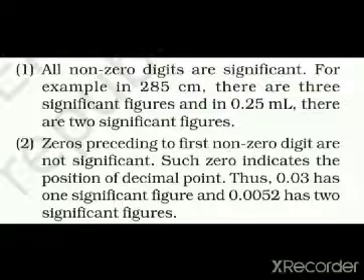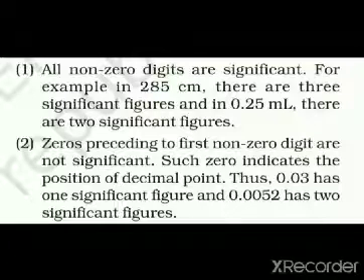What is the first rule? All non-zero digits are significant. For example, consider 285 centimeter. The digits are 2, 8 and 5 and all the three digits are non-zero digits. Therefore, we can say that there are three significant figures. Now consider the next example, 0.25 ml. The digits are 0, 2 and 5. Only the non-zero digits are significant. Therefore, it has two significant figures.